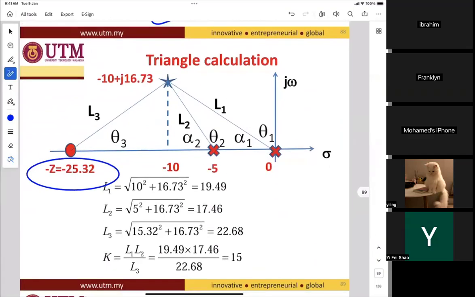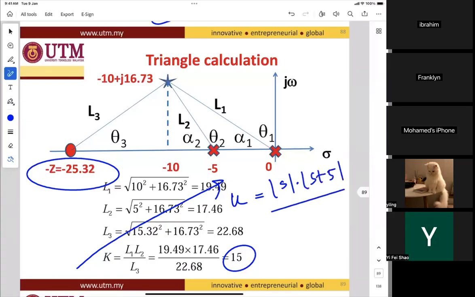Then you calculate the gain K. The gain K can be calculated either using trigonometry or using the gain formula, which is s plus 5, s plus 25.32. So you get 15.